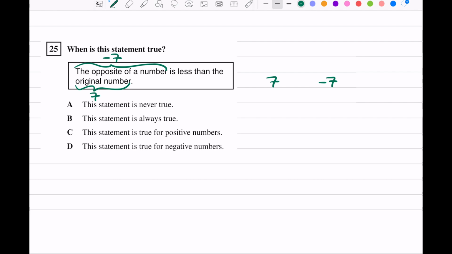That is true. And this would be true for any positive number. If you have a positive number, the opposite would be negative, and a negative number is always less than a positive number. So we can say that this statement is true for positive numbers.